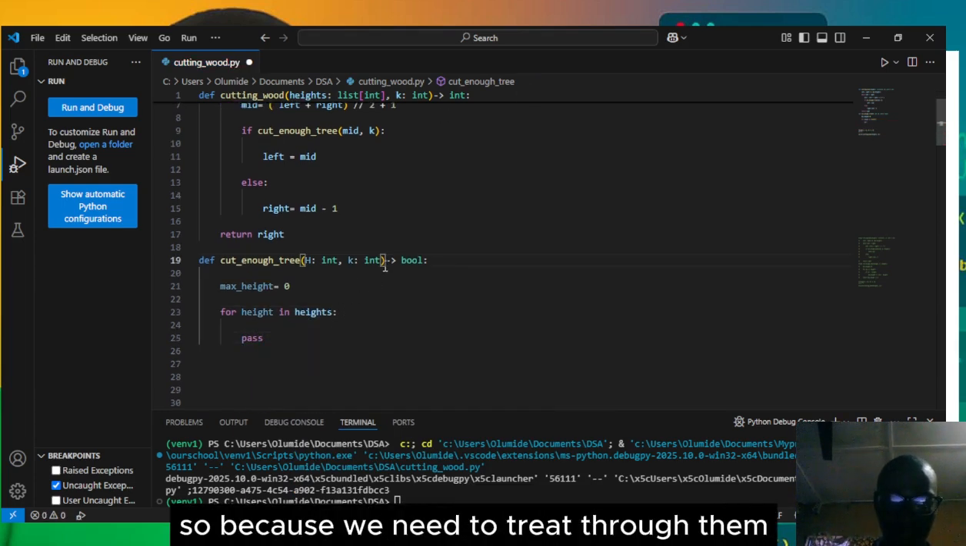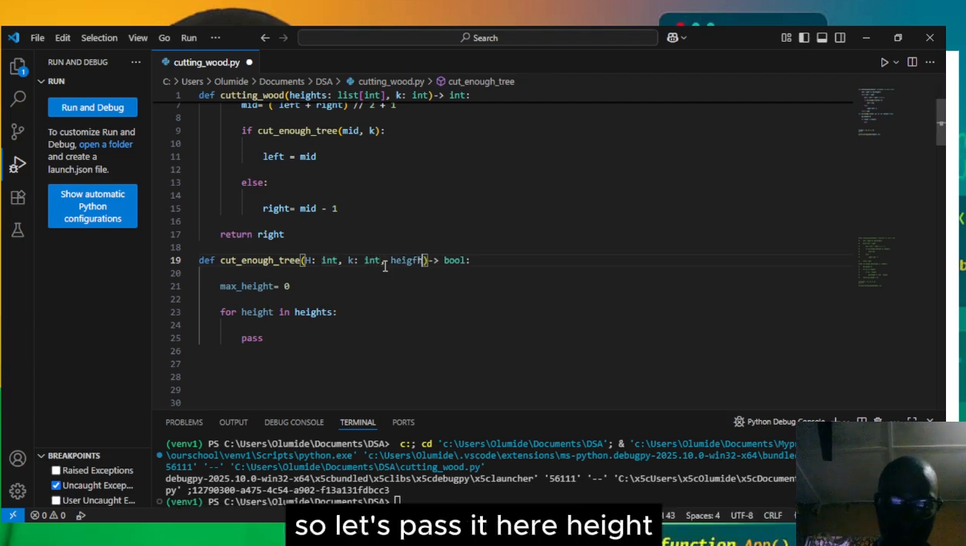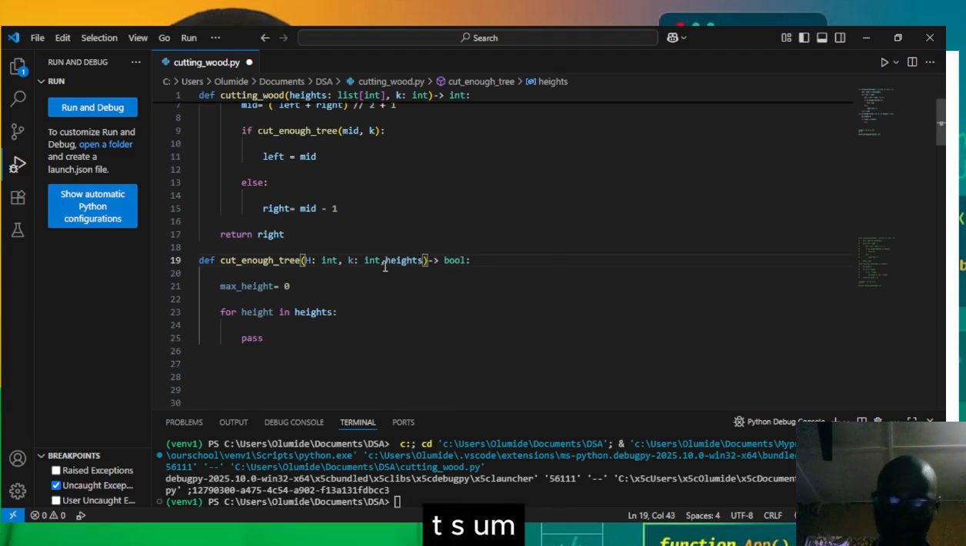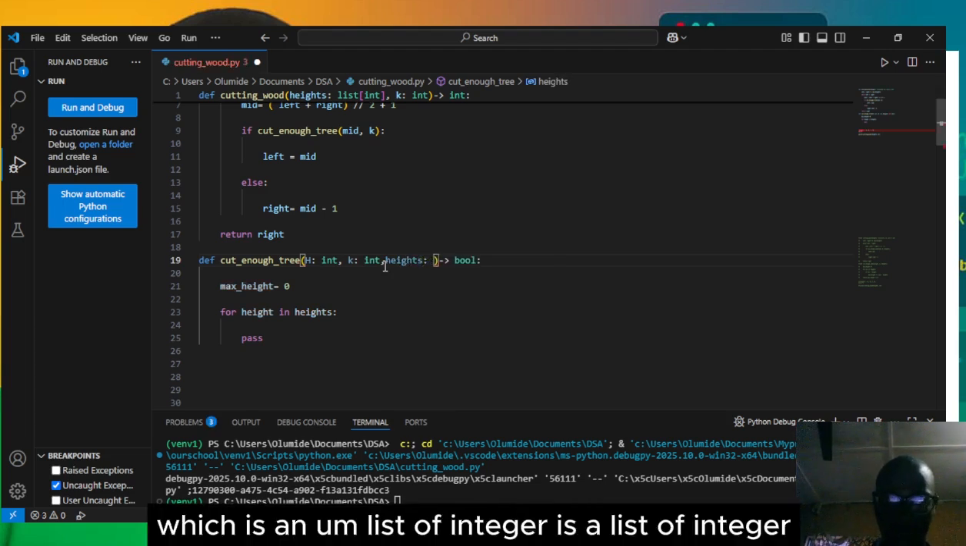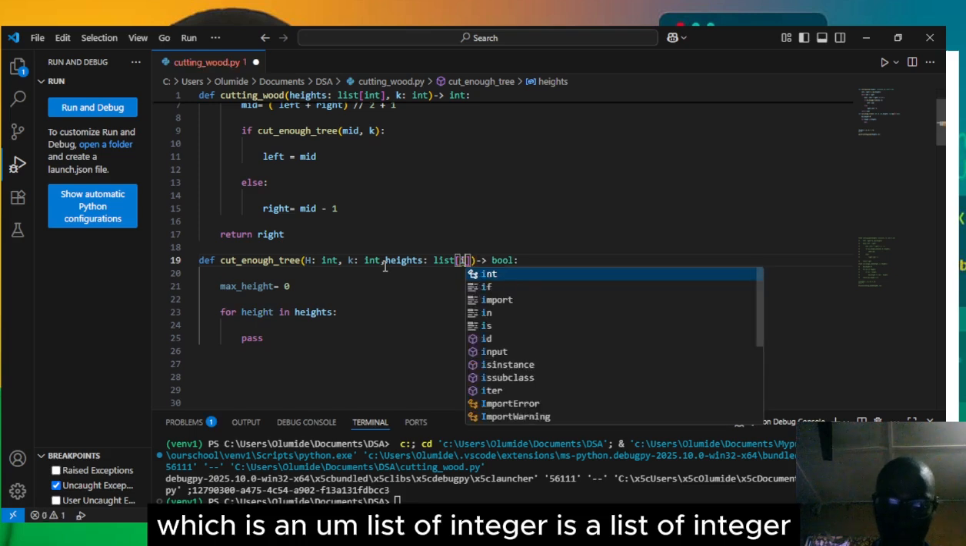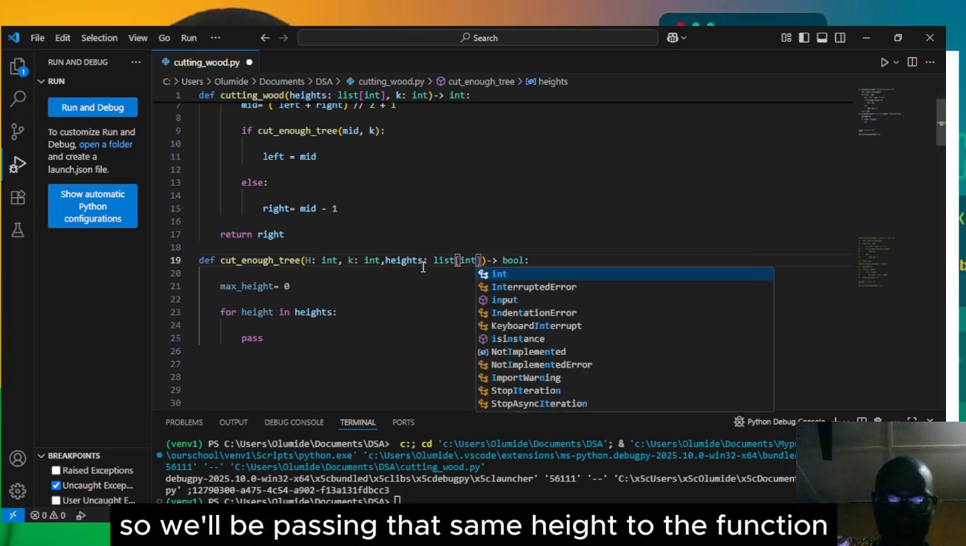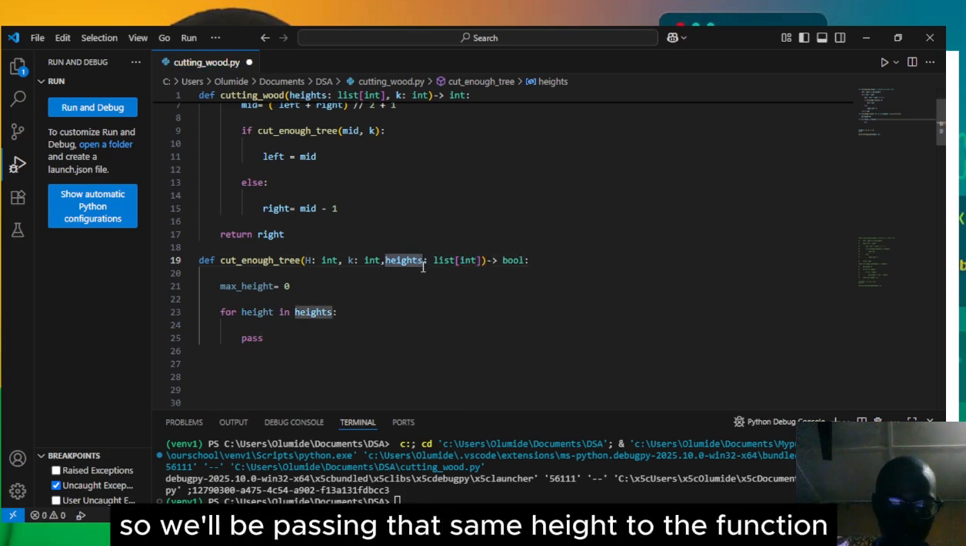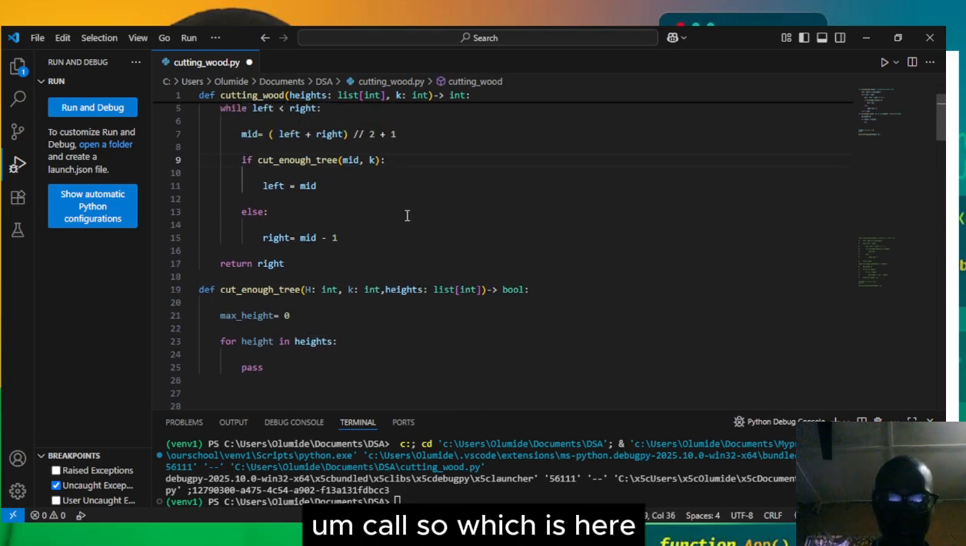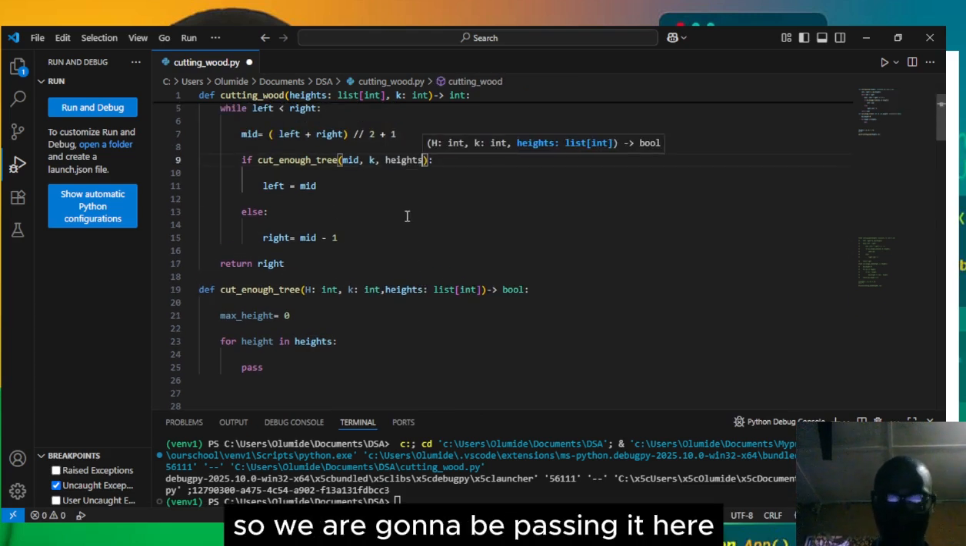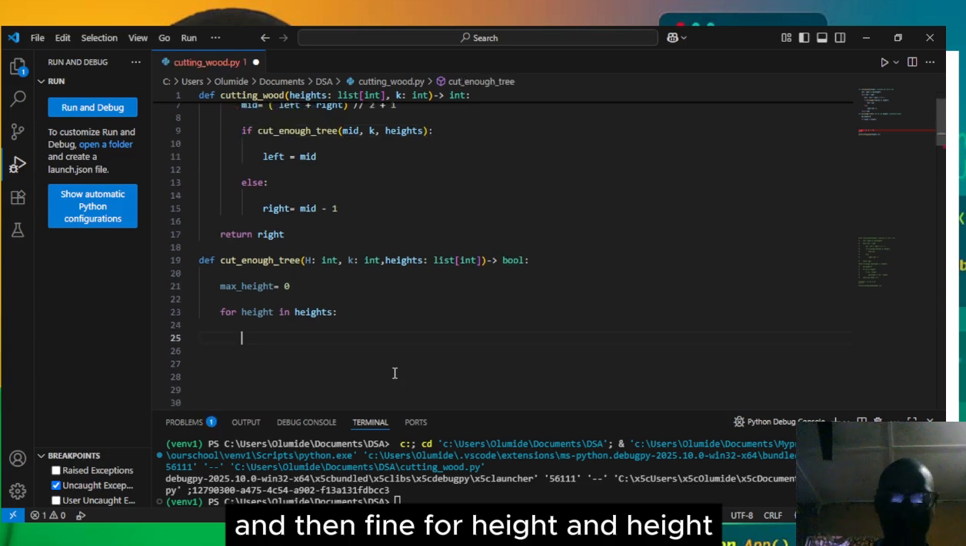So because we need to iterate through them, let's pass it here. Heights, which is a list of integers. We'll be passing that same height to the function call, so we are gonna be passing it here, and then fine.